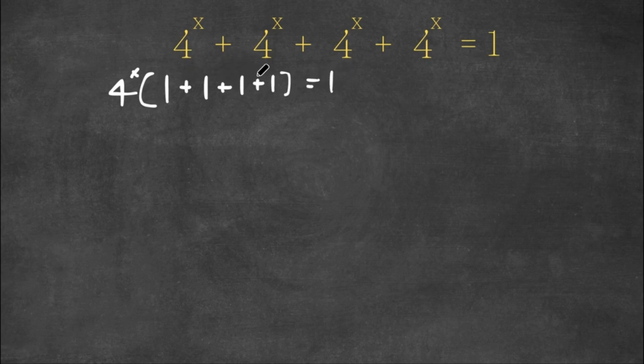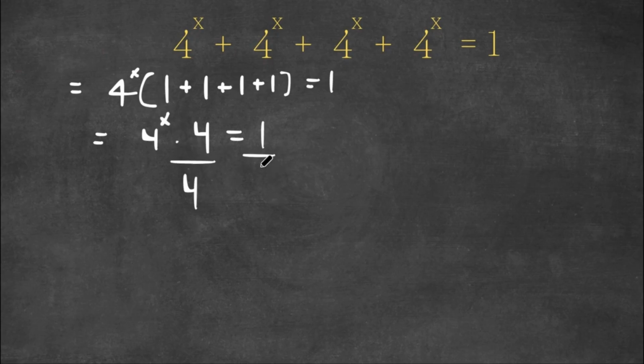Now, 1 plus 1 plus 1 plus 1, well, this would equal 4. So now we have 4 to the power of x times 4 is equal to 1. Now I want to isolate x, so I'm going to divide by 4 on both sides to move the 4 to our right-hand side. So now 4 to the power of x is equal to 1 divided by 4, which is simply 1 over 4.